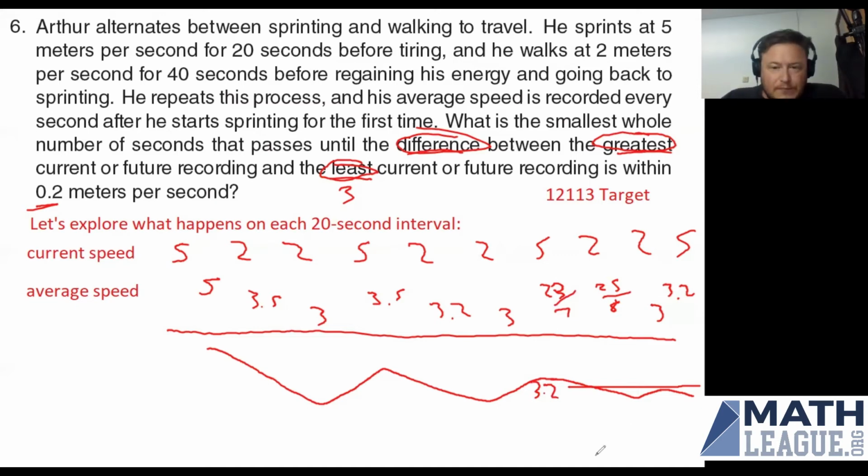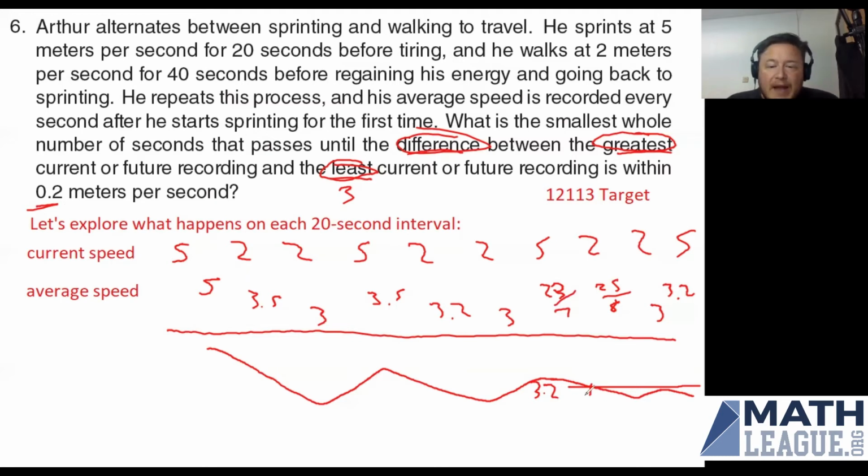And so basically this last time that we hit a 3.2 before the end of the third minute, this is when we're going to have that difference being 0.2. So I'm looking at this intersection point right here. Anytime before that, you will always be able to say, oh yeah, at some point in the future or now, I'm going to have more than 0.2 meters per second of a gap between the highest and lowest readings that I'll ever get from here on out.